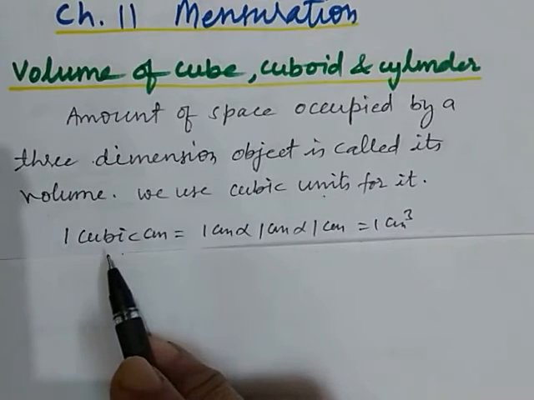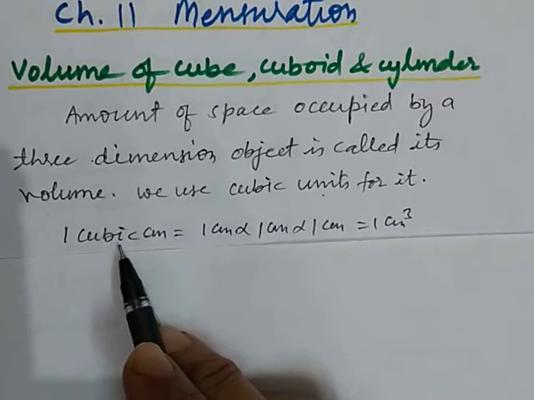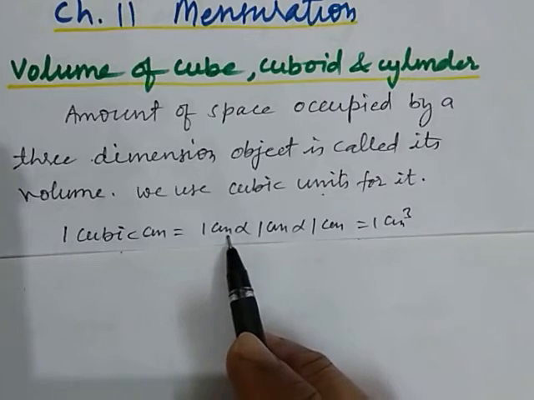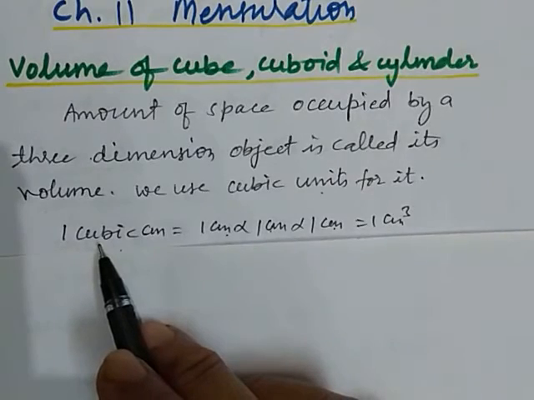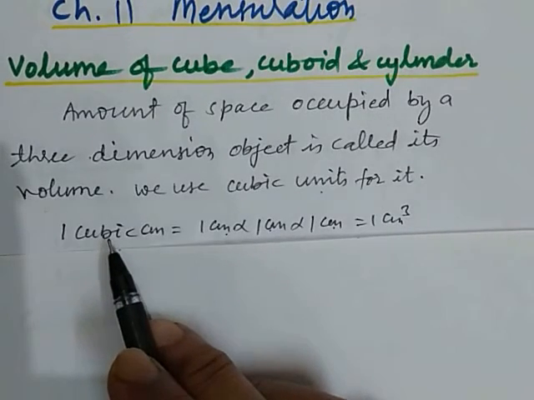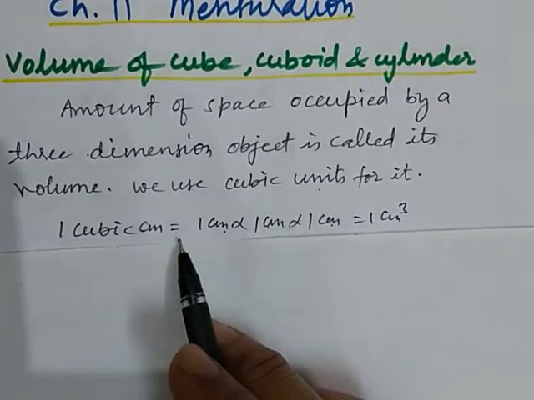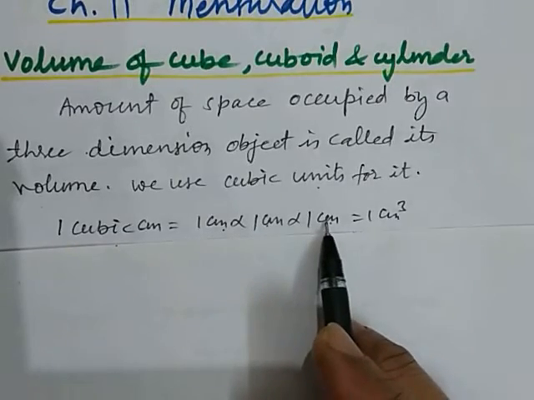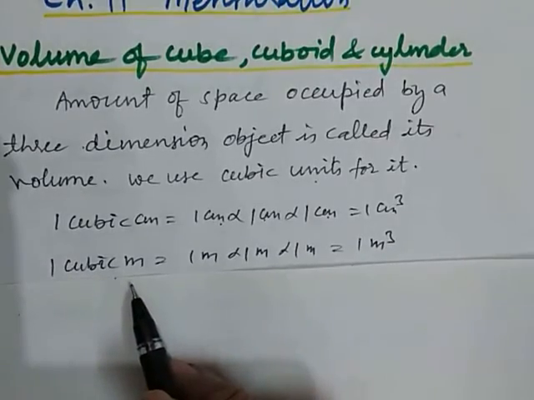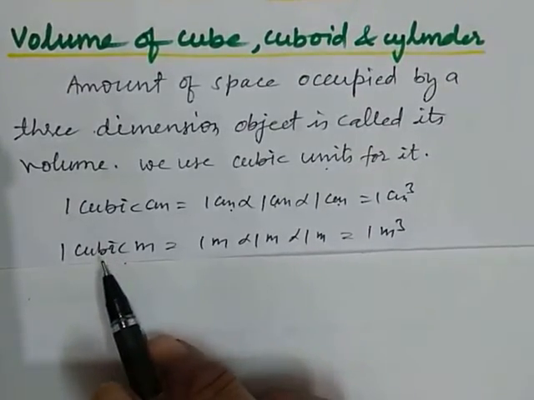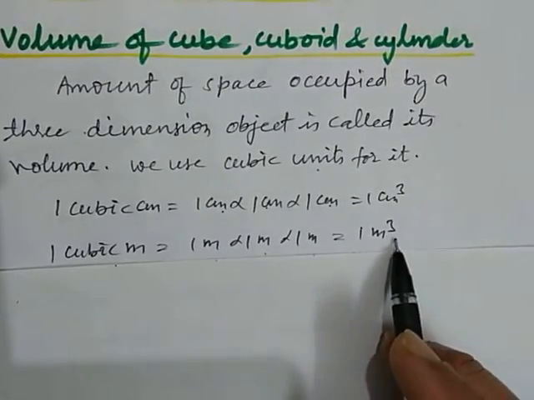Now we learn what is the meaning of 1 cubic centimeter. Cubic means 3 dimensions. So 1 centimeter into 1 centimeter into 1 centimeter. Why? Because a cube has all sides equal. All 3 dimensions are equal: 1 centimeter, 1 centimeter, 1 centimeter. So it is 1 centimeter cube. If the dimensions are in meter, then 1 cubic meter is 1 meter into 1 meter into 1 meter. That is 1 meter cube. Okay.